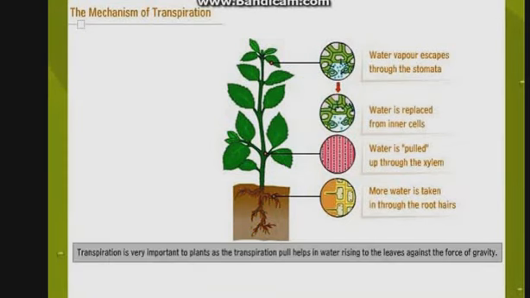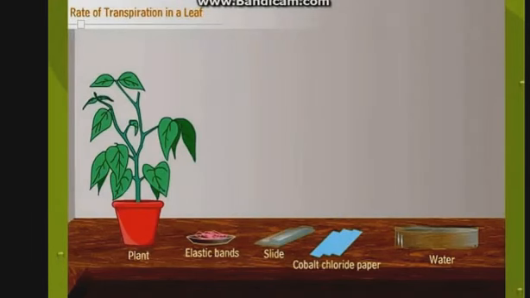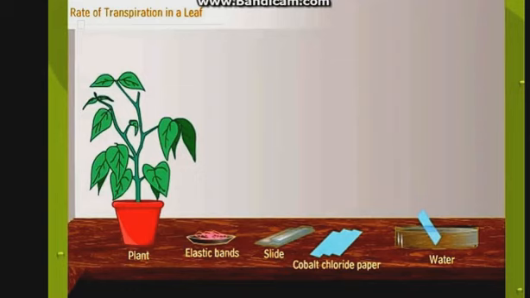Transpiration is very important to plants, as the transpiration pull helps in water rising to the leaves against the force of gravity. This activity will show us that both surfaces of the leaf do not transpire at the same rate. We use cobalt chloride paper to test for the presence of water. Cobalt chloride paper, which is normally blue, turns pink when it comes in contact with water.